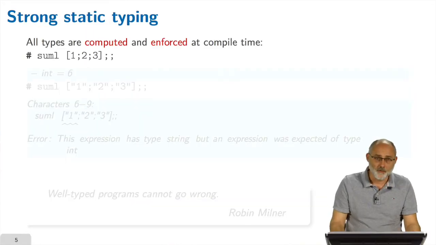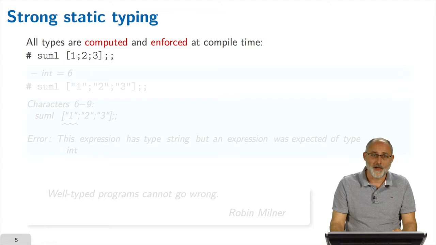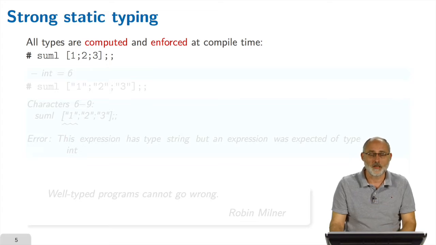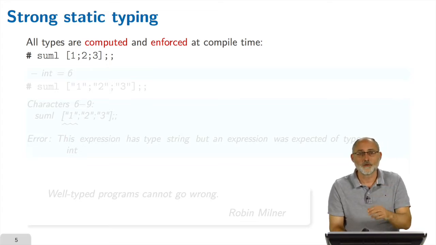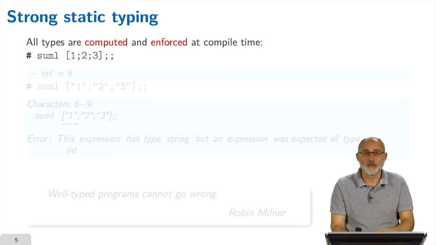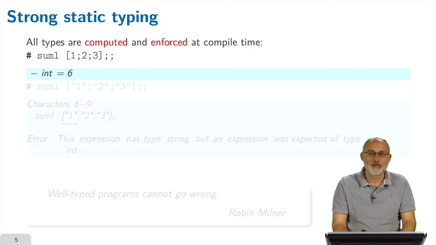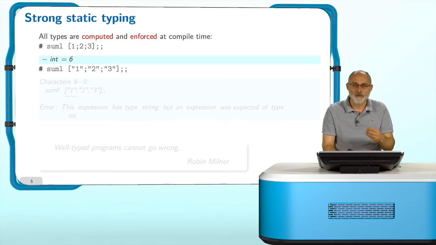And these types, which are inferred by the compiler, are actually computed and enforced at compile time, not at execution time. Let's see an example. For example, if I use this sumL function to sum the element of the list that contains 1, 2, and 3, the compiler computes the result and says, yes, the result is an integer and its value is 6. That's correct.